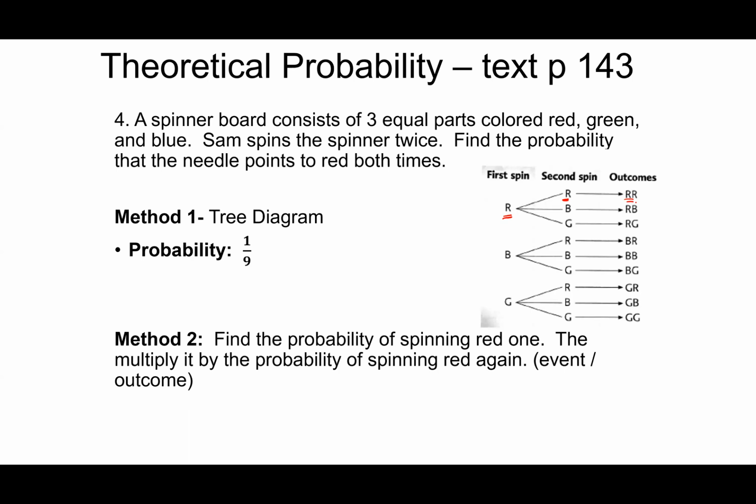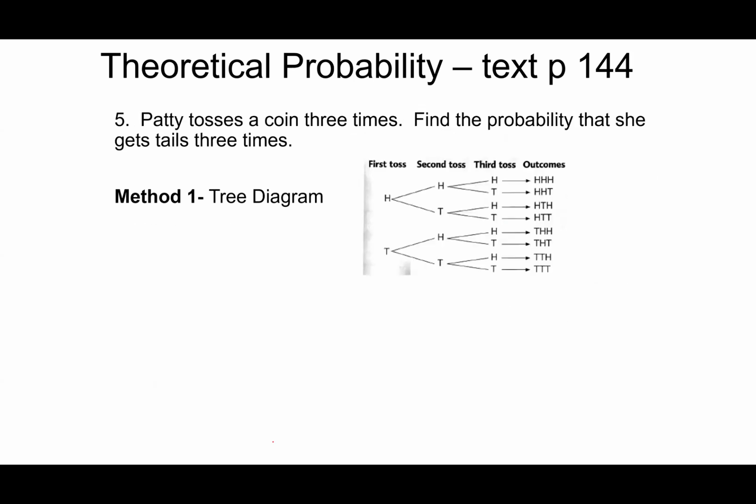Does that make sense? Yeah, right? 1/3 of the times I would spin red. 1/3 of those times, 1/3 of 1/3. So 1/3 times 1/3, 1/9. Okay. It totally makes sense. Probability is fun. It's simple. It kind of is.